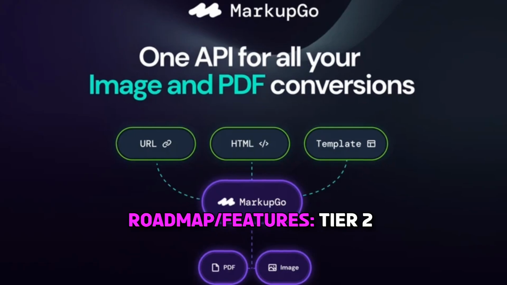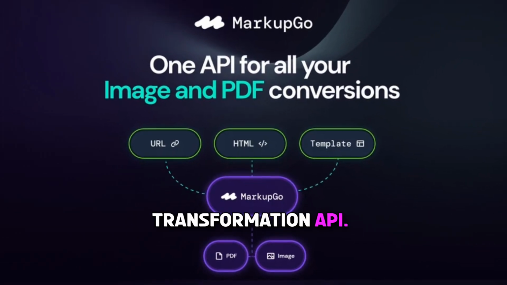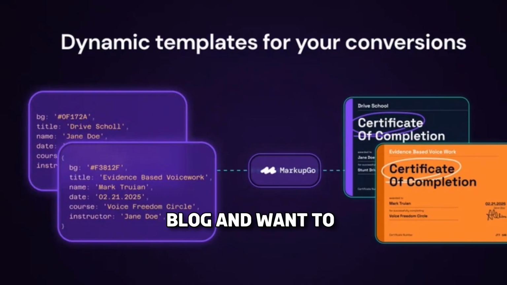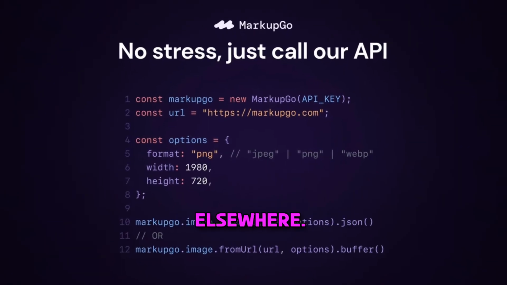One thing to note on the roadmap features. Tier 2 and up includes the Image Transformation API. This is cool if you have a blog and want to automatically crop user-uploaded photos to be perfect squares. It's a nice bonus that usually costs extra elsewhere.